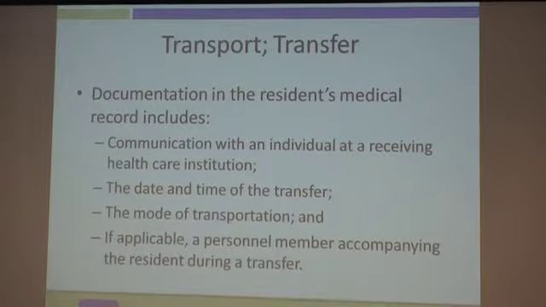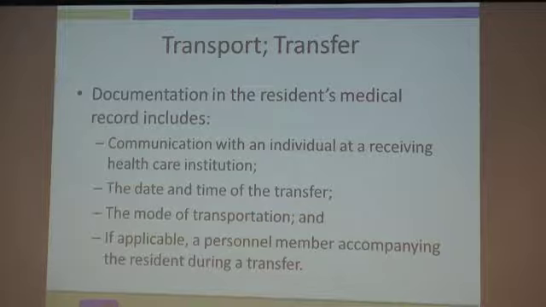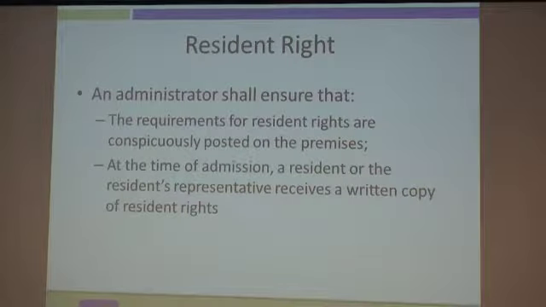Documentation in the resident's clinical record includes communication with the individual at the receiving healthcare institute. Date and time of the transfer, mode of the transfer, and again, if a personnel staff member accompanied them. Okay. All right. So that was transport and transfer. Any more questions? Nope. Okay.